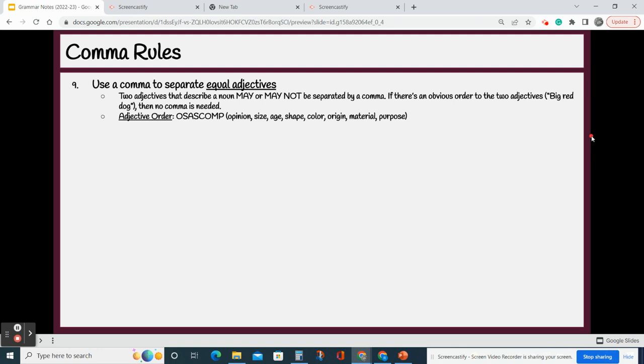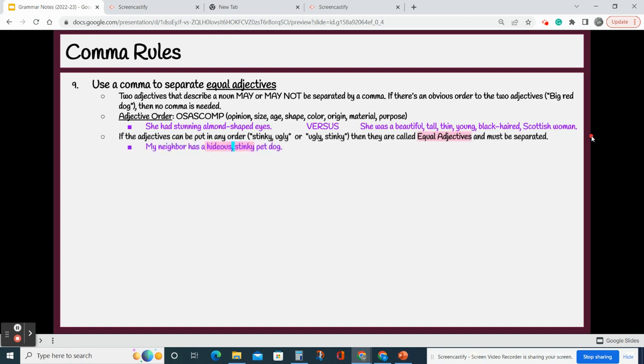But sometimes when we have 2 adjectives that are of equal proportion, we do need to separate them. Those are called equal adjectives. In case you did not know what order adjectives should go in, I've given you right here the order that adjectives are supposed to go in. OSASCOMP has to do with opinion, size, age, shape, color, origin, material, and purpose. All adjectives, when being written in a sentence, need to follow this order. So number 1, 2, 3, 4, 5, 6, 7, 8.